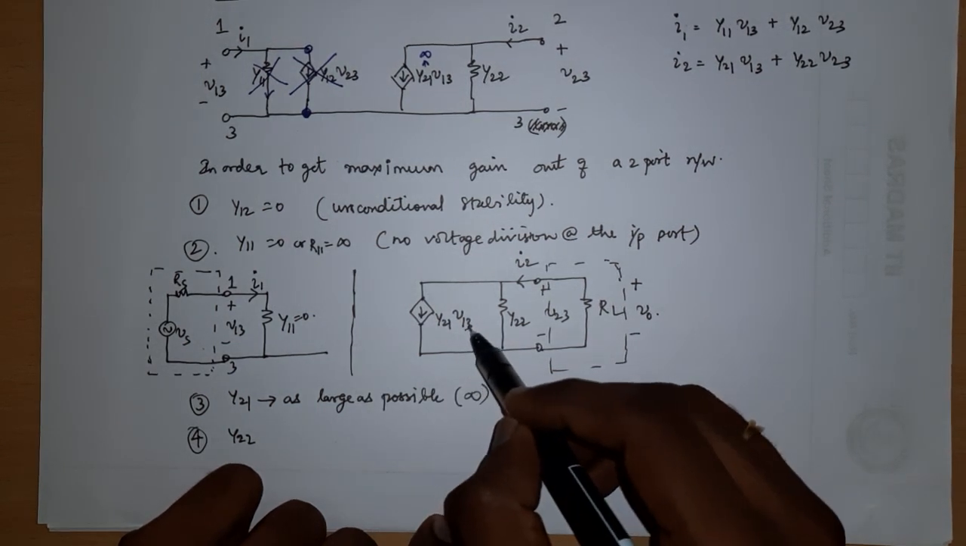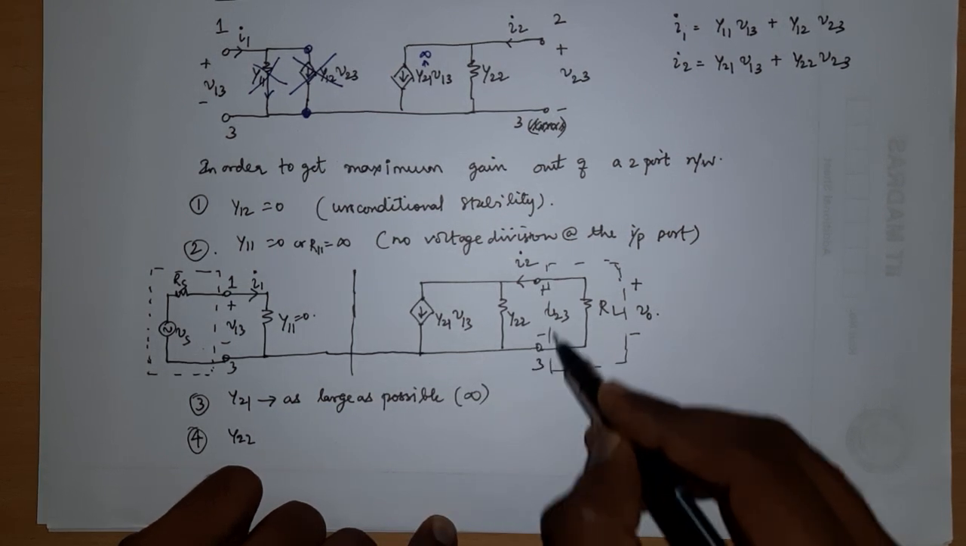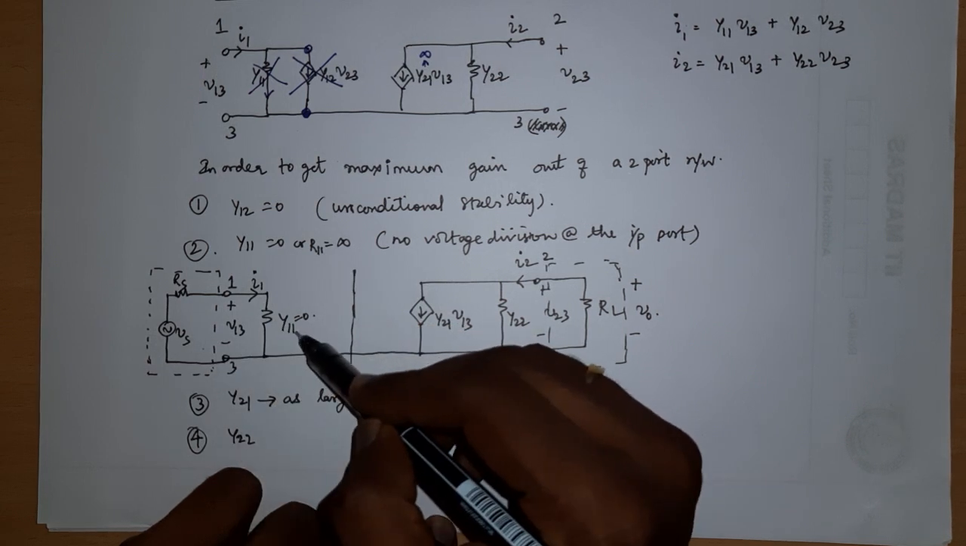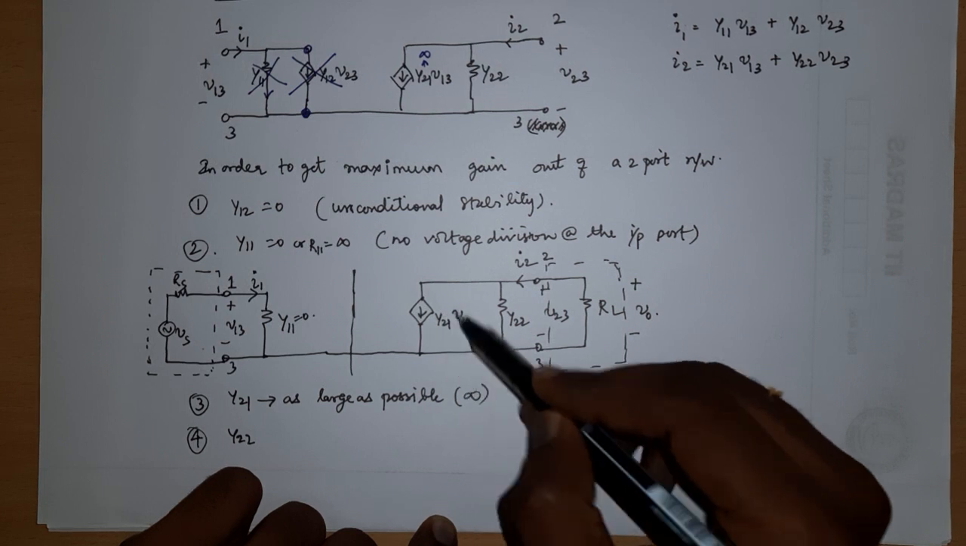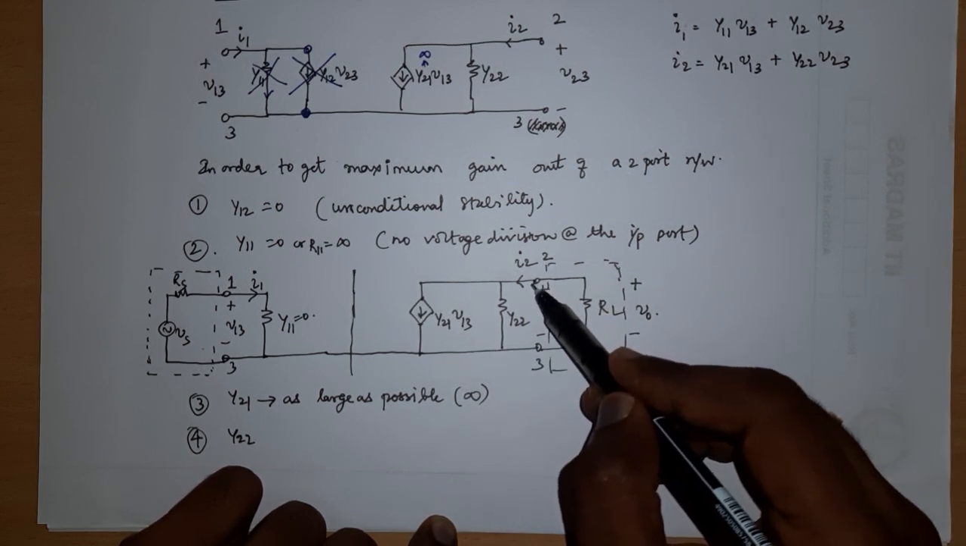For whatever value of V13, I could actually connect them like this. This is port 3, this is port 2. For whatever value of V1, if I have Y11 equal to 0, V13 will appear directly here, and if I maximize Y21, then I am going to get maximum I2.